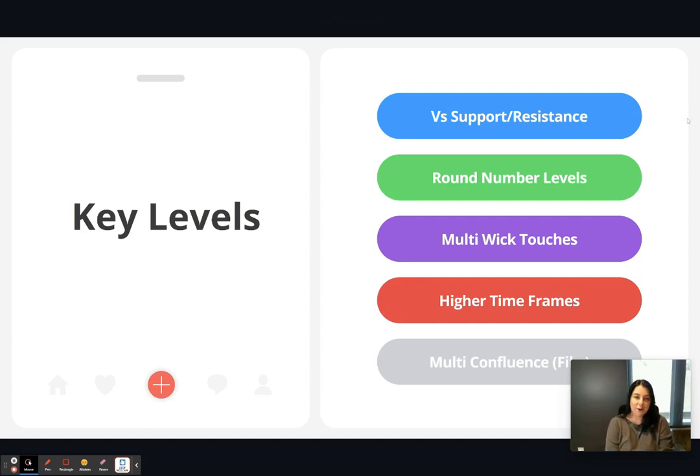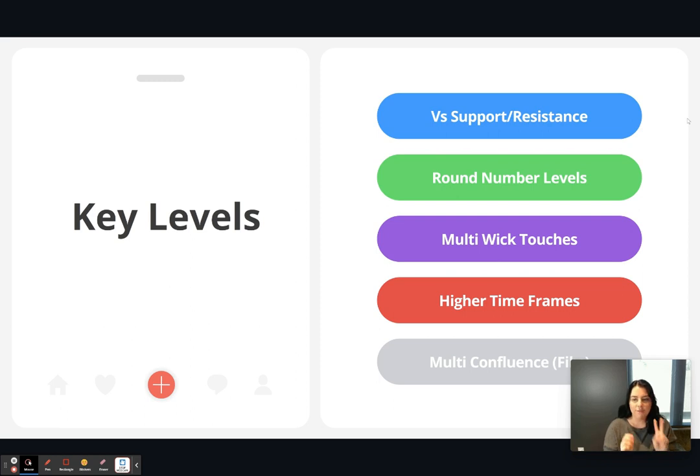In today's video, we are talking about key levels. So first of all, I'm going to run through this little intro that I have here and kind of what we're going to talk about. I'm going to keep it short and sweet like I normally do. And then I'll use a chart and I'll show you what I'm talking about.